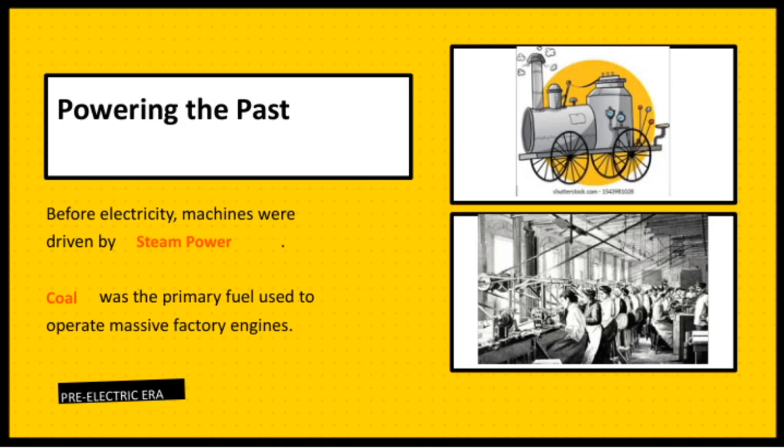Before the advent of electricity, machines relied heavily on steam power to operate. These machines were essential for running the massive factory engines that drove industrial production. The primary fuel used to generate this steam was coal, which was abundant and vital during that era. Steam power was at the heart of powering the past, enabling industries to grow and economies to expand. It's fascinating to see how these early energy sources laid the groundwork for the technological advancements that followed.